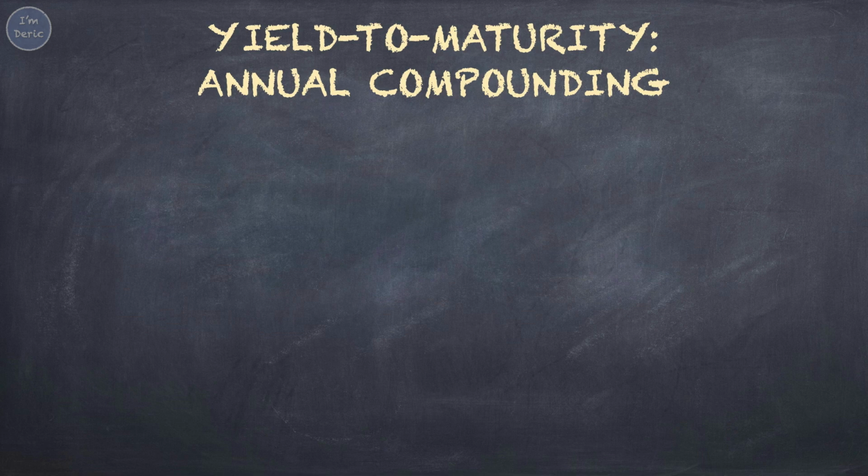Yield to maturity is another measure of a bond's return. Compared to current yield, which measures a bond's return for 1 year, yield to maturity measures the average return of a bond for the whole holding period.